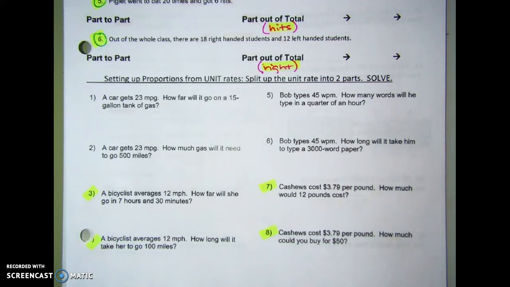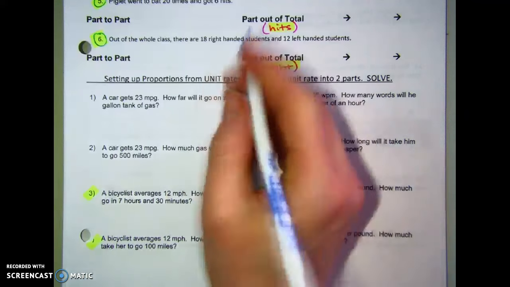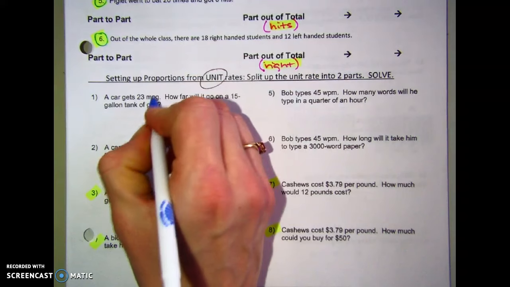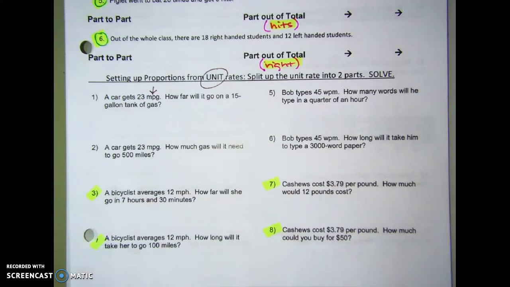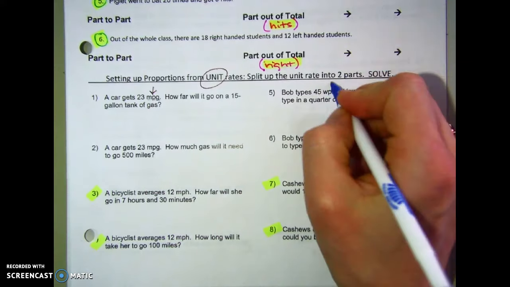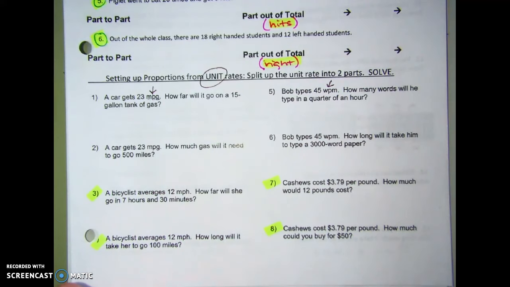Okay, sometimes you'll see problems where you need to use a unit rate to then set up a proportion and solve a problem. So here's some examples where I start with a unit rate. I know it's a unit rate if I see per in there as part of my rate. So like 23 miles per gallon, MPG, per, that's telling me it's giving me a rate. Or right here, 45 words per minute when you're typing. That's giving you a unit rate. How many words can you type in 1 minute?